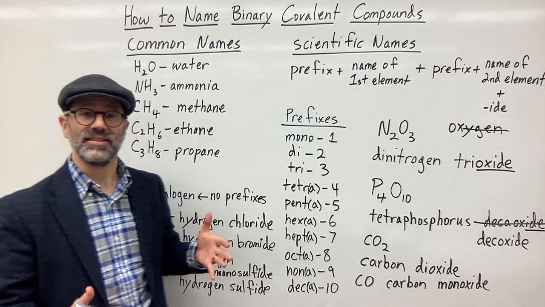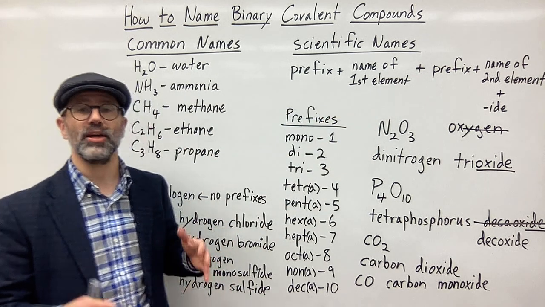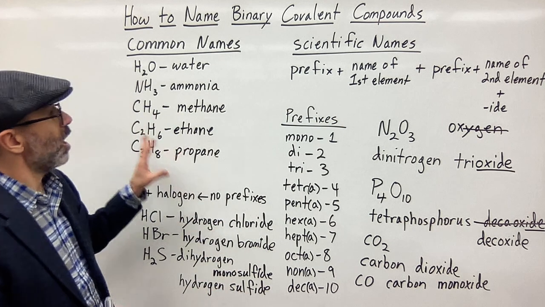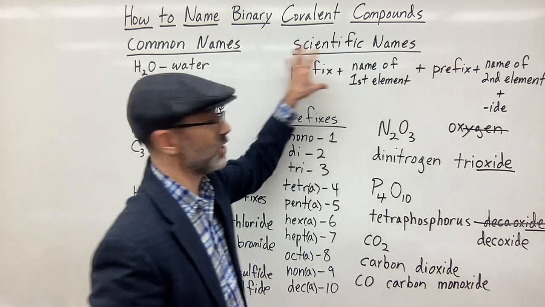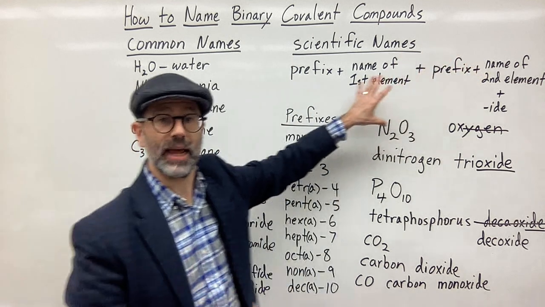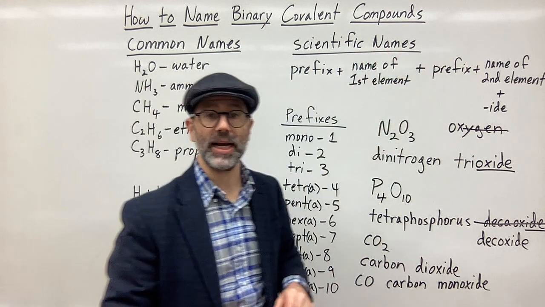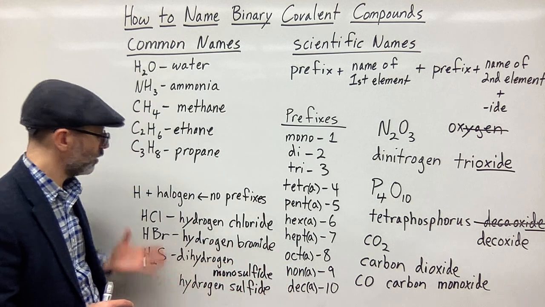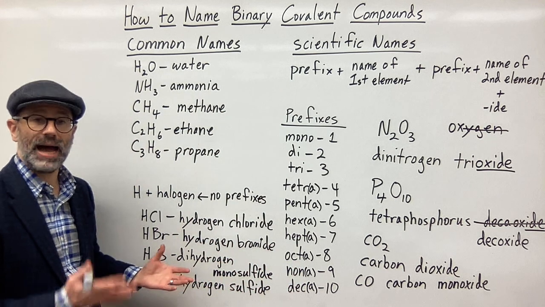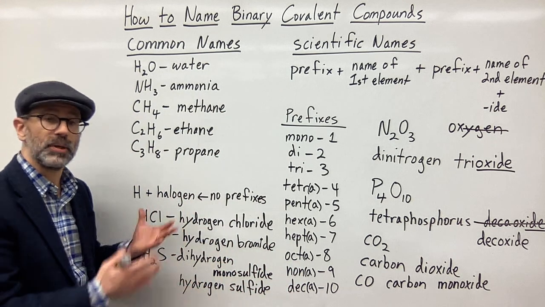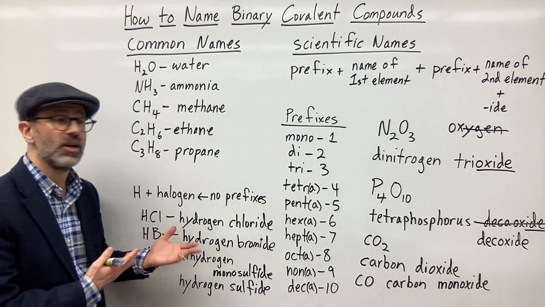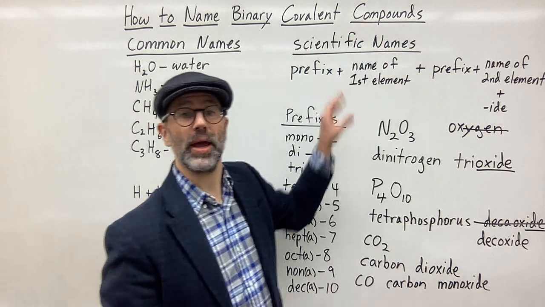Okay, so that's how you name your binary covalent compounds. Again, you can have your common names, or you could have this way of naming, which is the more scientific IUPAC naming system. And again, keep in mind that if you have a hydrogen with a halogen, those typically will not have prefixes, although you can name them with the prefixes according to this way of naming.